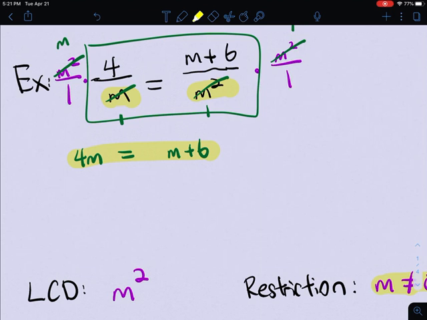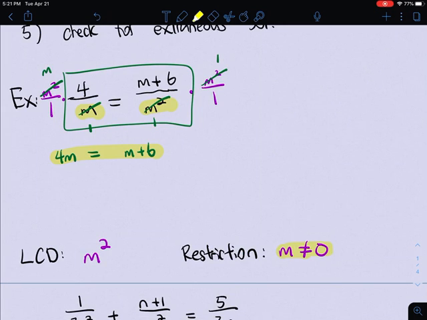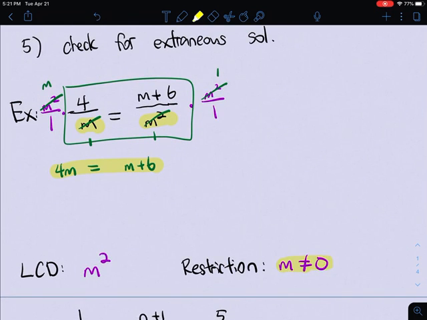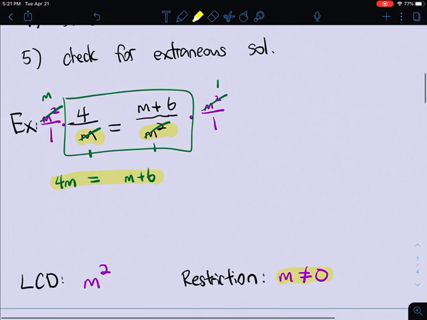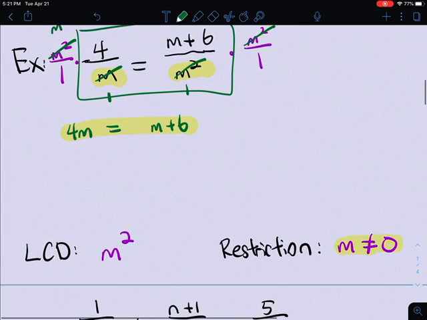Now, this is something that's much easier to solve. This is a linear equation, so there's no longer any fractions. So that's the reasoning for step 3. This will always happen after we multiply by the LCD. Step 4, solve for the variable. So let's go ahead and solve for m.